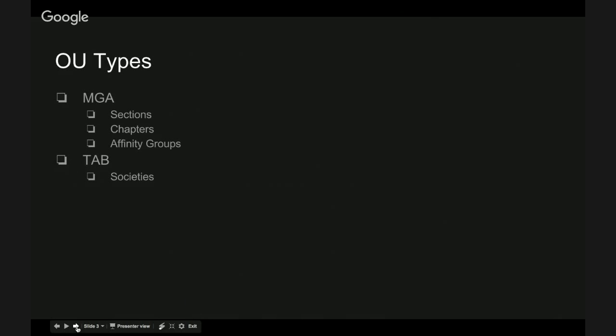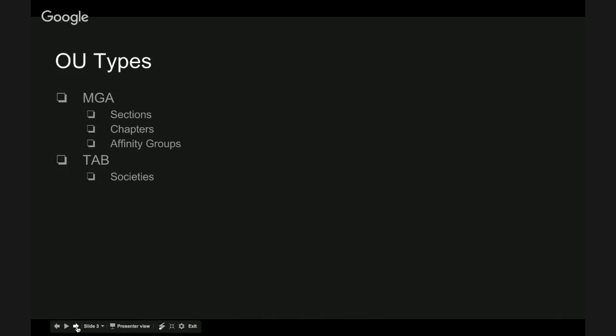Under IEEE, there are two key OU types. MGA, within which there are many sub-OUs. Sections are the most prominent. Regions are another type of OU. Chapters and affinity groups are all different types of OUs within MGA. MGA, for those who don't know, is the Member and Geographic Activities. And TAB, which is the Technical Activities Board, usually has societies.